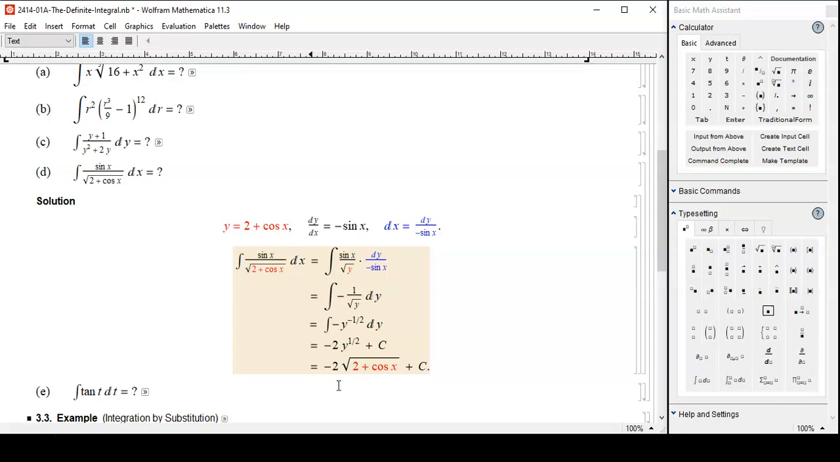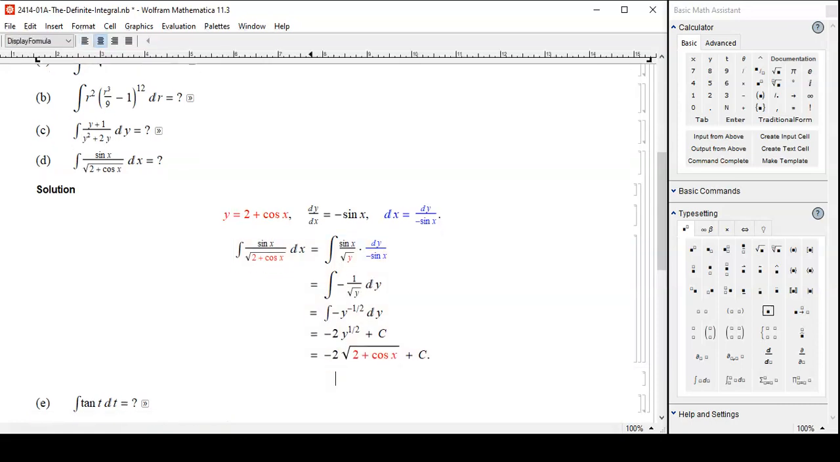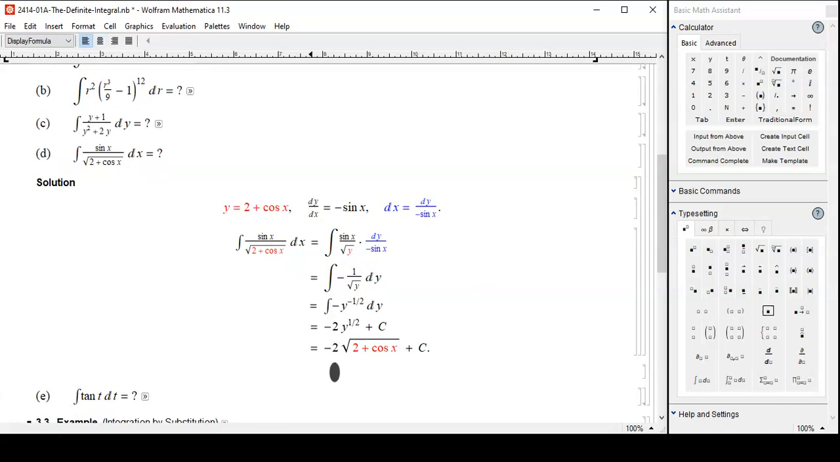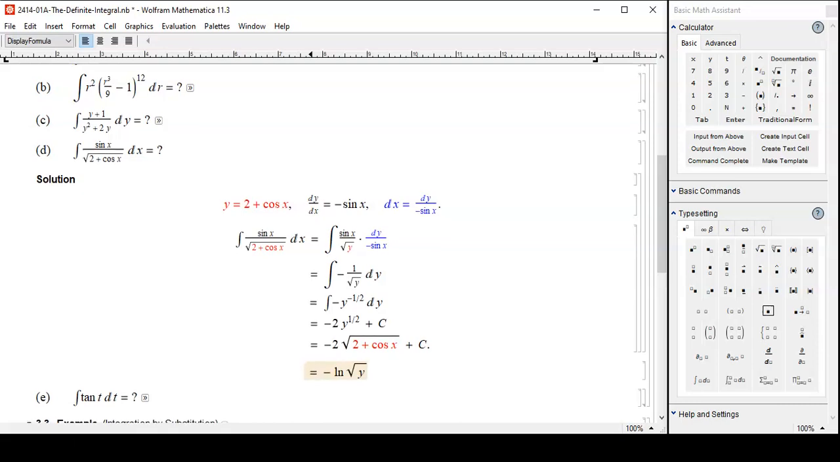Now over here, I see a lot of students making a mistake. That is, the negative of the log of the square root of y, like this. That's wrong. Do not look at it as a reciprocal function. Change it to a power function. Then you'll see this is a negative 1/2 power. And then use the power rule.